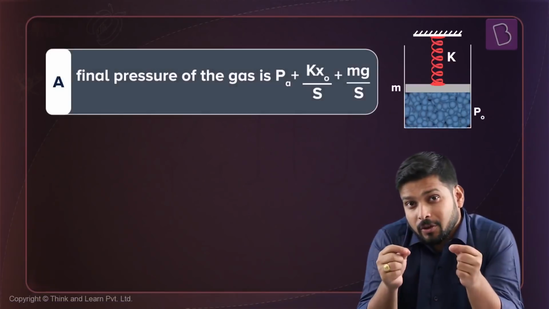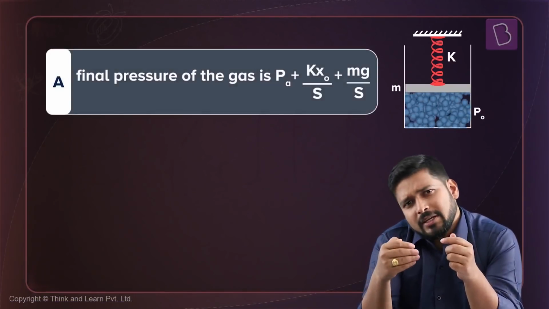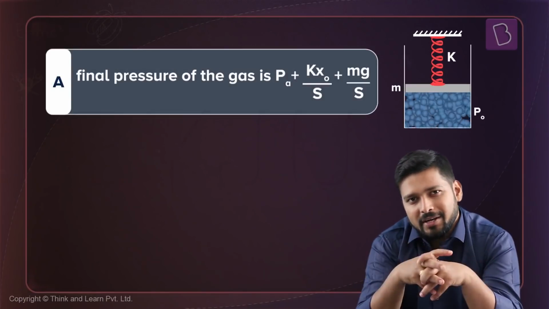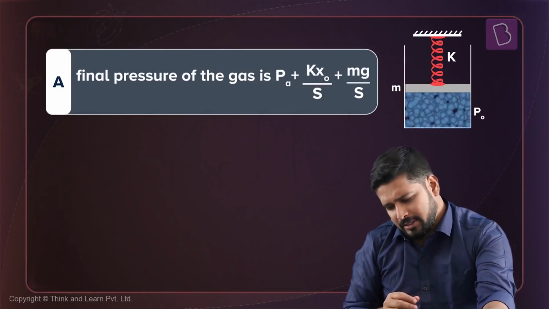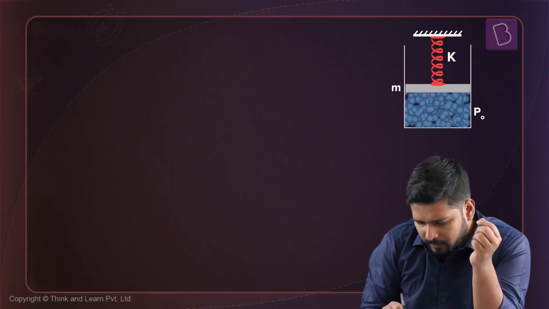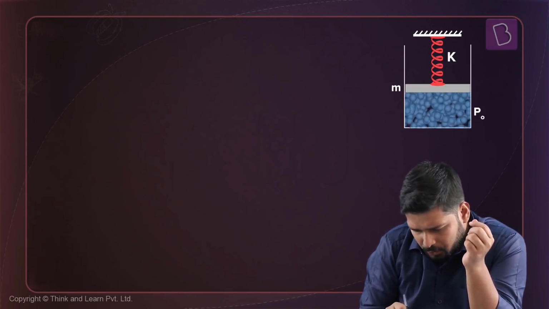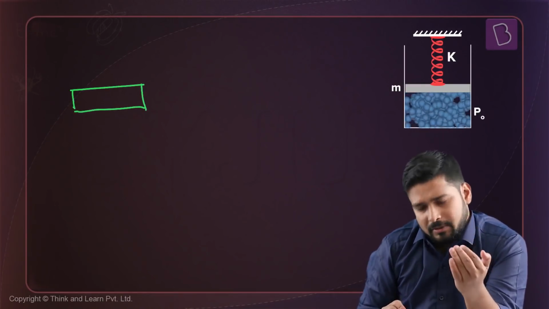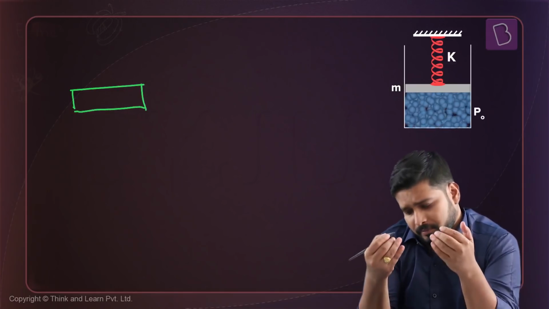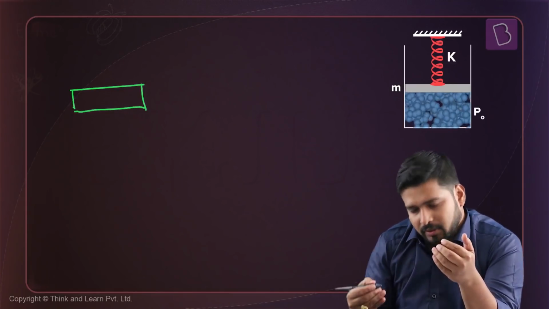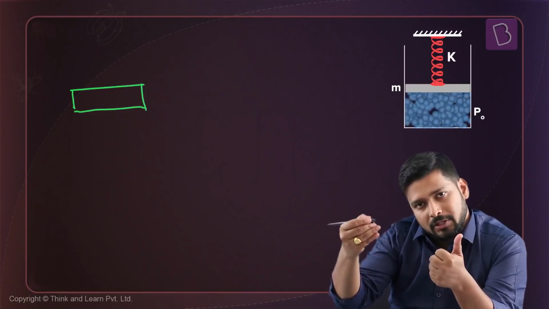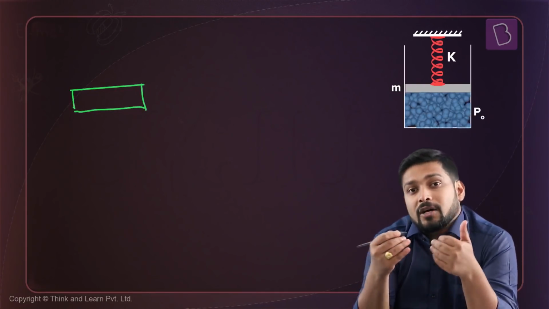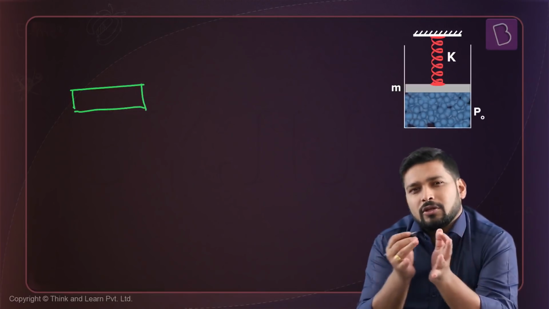So let us look at the first option. So the first option, if you see, is basically an expression of the final pressure of the gas. So we have to compute the final pressure of the gas, right? So if you look at this situation, if I draw a free body diagram of the piston during equilibrium condition, the forces that will be there are the force because of the atmospheric pressure, right? The force because of the pressure of the gas, the force because of the mass of the piston, and the force because of the spring. So these are all the forces.